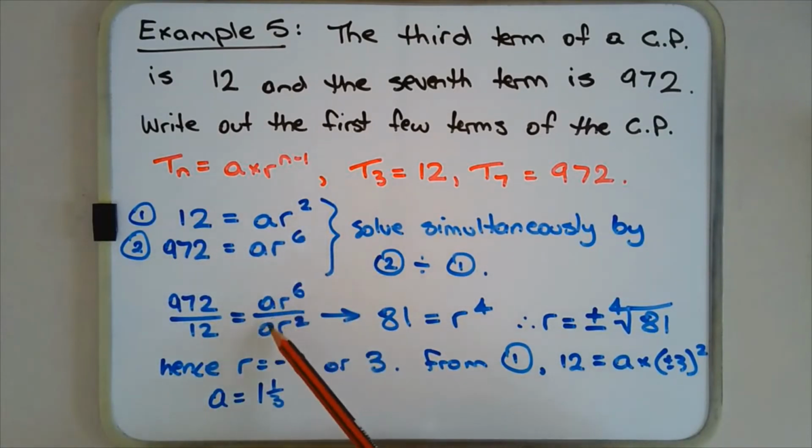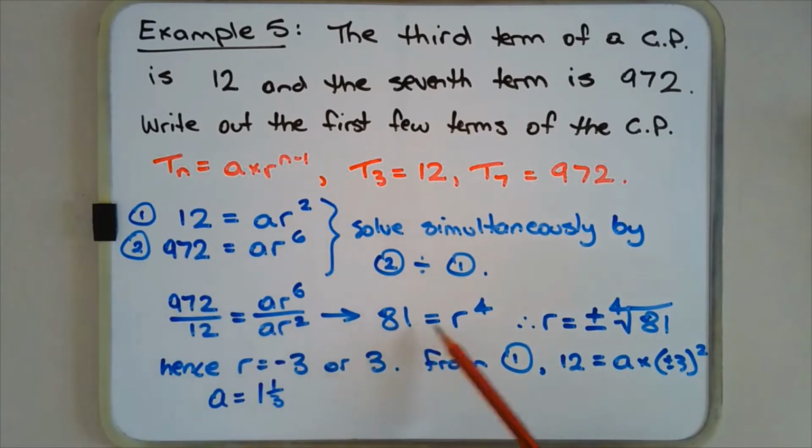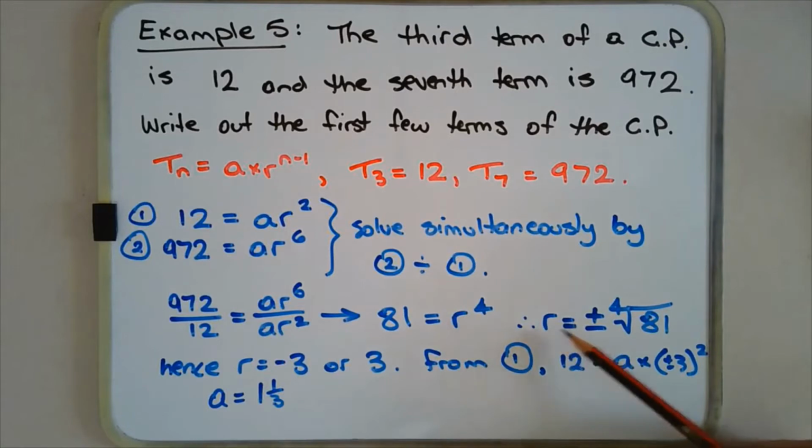Now the a's cancel. We have r to the power of 6 divided by r squared is equal to 972 over 12. 81 is equal to r to the power of 4. Now because the index of r is an even number, we're going to have a positive and a negative value for r, they're the two possibilities. So r is equal to plus or minus the 4th root of 81. That's the square root of the square root of 81. And we need to consider both cases. So hence r equals negative 3 or positive 3.